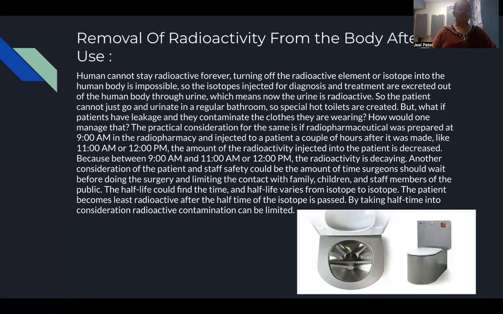Once the patient is diagnosed using radioactive elements, you cannot just cut open and start the surgery. You need to wait at least a half life. If the patient was given the isotope at 9 a.m., then the surgeon should wait around 3 to 4 hours for the radioactivity of the isotope to go down, so that the patient does not go to surgery right after the diagnosis with the radioactivity.